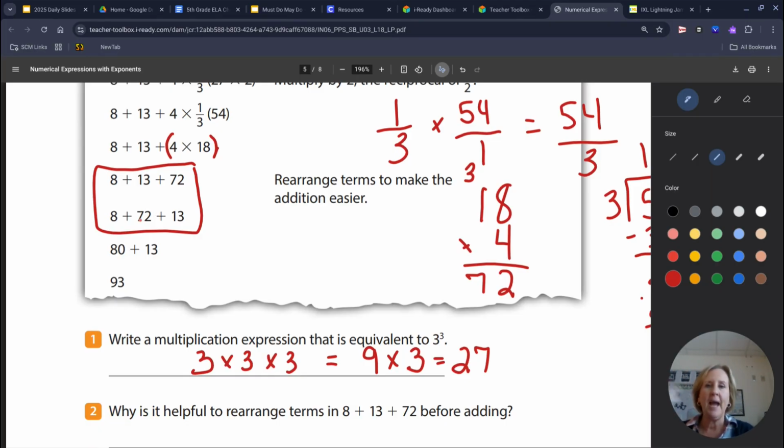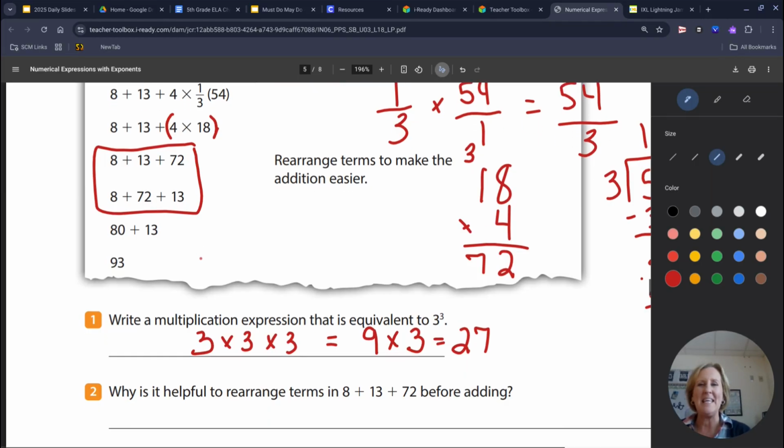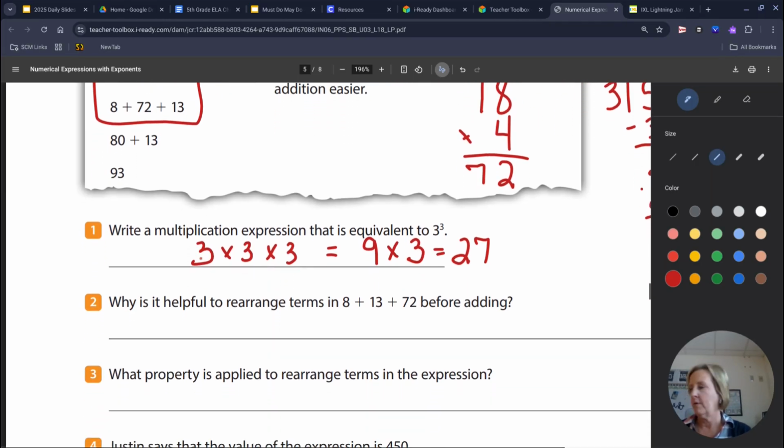Well, if you haven't already figured it out, it's just simply because I can mentally add 8 to 72, because I know that 2 plus 8 is 10. So I know that it's going to end in 10, and I just know that I need 8 more to make 80, and then I add the 13. It just made it easier to add, okay?